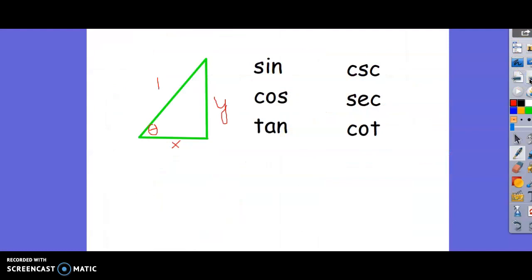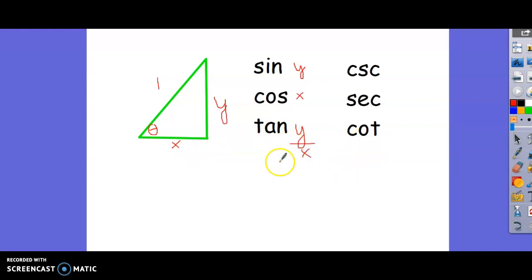So you should also add this to your interactive notebook. This was part of the activity that we did the other day. If you have an angle and you want to find sine of that angle, sine is opposite over hypotenuse. Well, that just ends up being y. Cosine is adjacent over hypotenuse. That just ends up being x. Tangent is opposite over adjacent, so y over x.